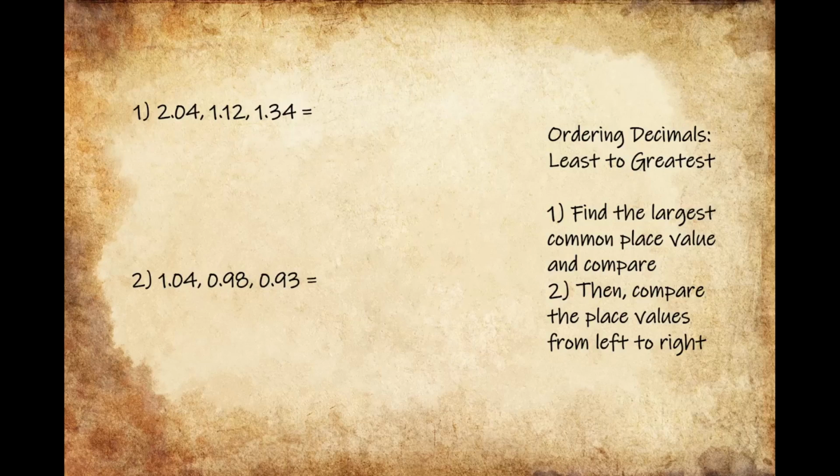Today we're going to be looking at how to order decimals from least to greatest. And as we can see here, the first thing that we need to do in order to order decimals from least to greatest is to find the largest common place value and then compare.